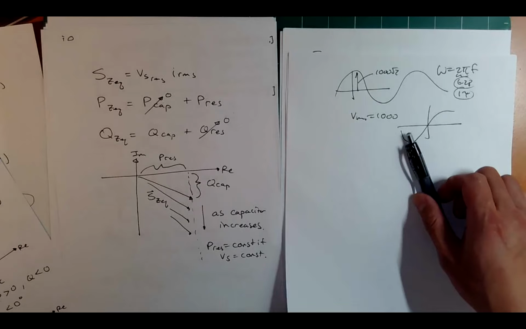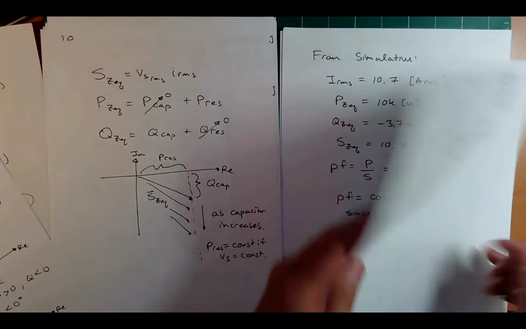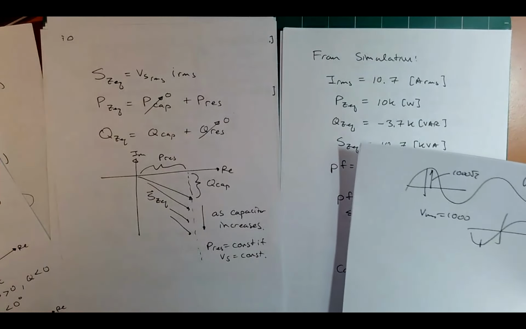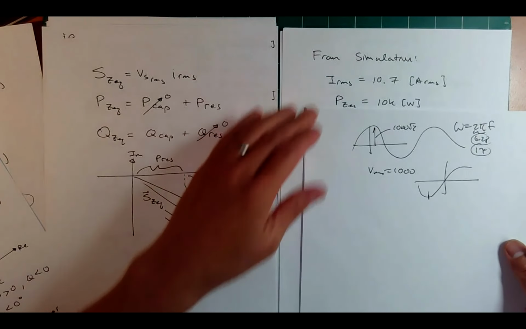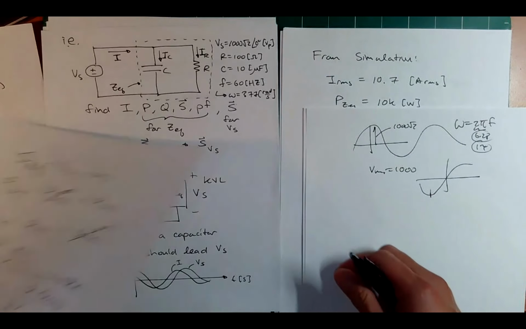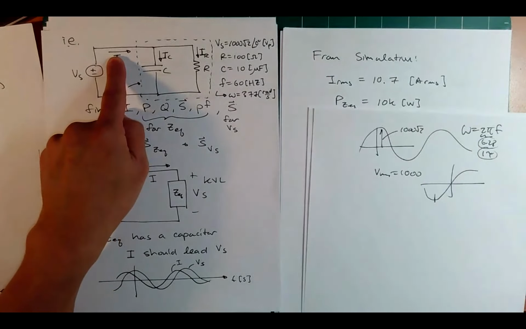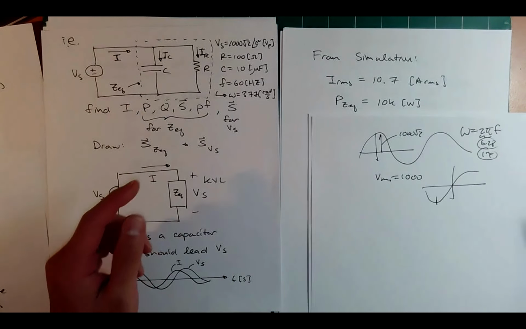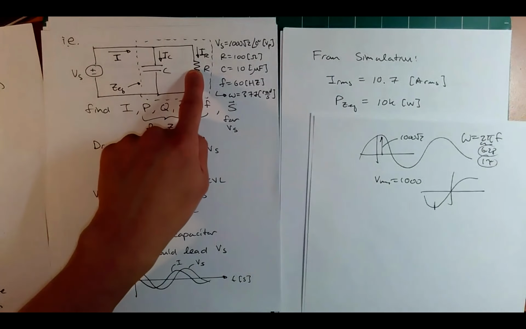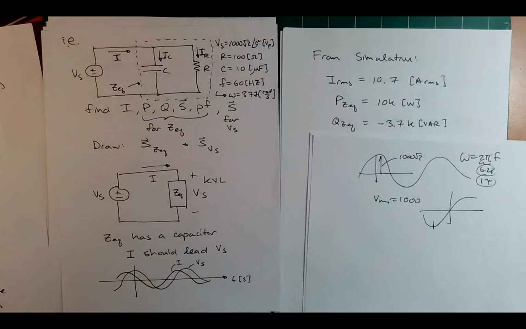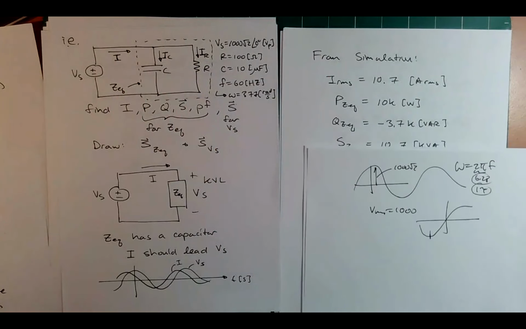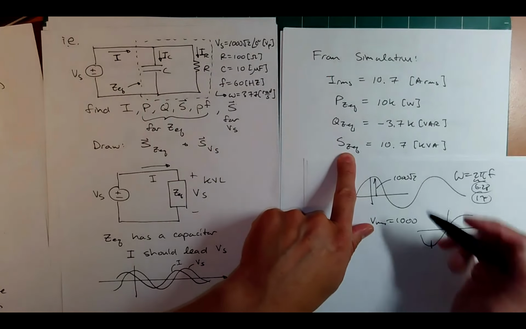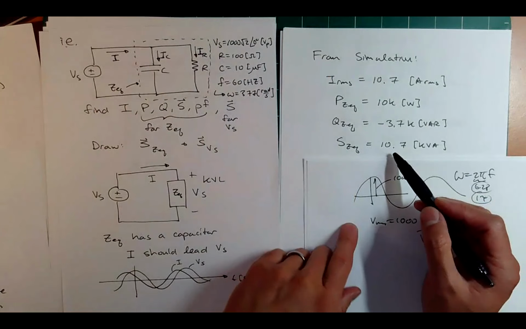All right, so here we are back at the DocCam. And I rewrote it here just so we have it. IRMS, that total I, is 10.7, right? And you guys saw it in the simulation. And that total P of Z equivalent, which is the one for here, is 10 kilowatts. Good. And the Q of Z coming from here is minus 3.7 kilovars. And the total S of this Z equivalent is 10.7.